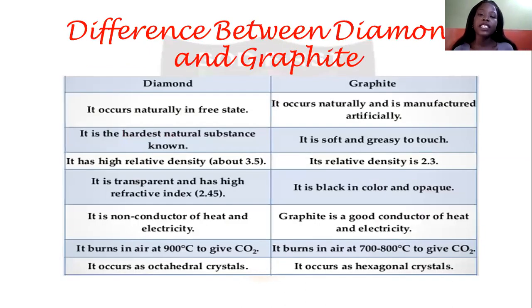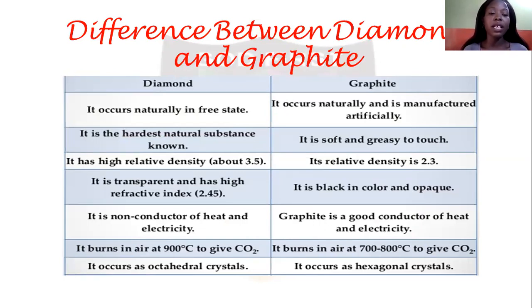Now, differences between diamond and graphite. Diamond occurs naturally in free state. That's one difference. And graphite occurs naturally and is also manufactured artificially. Diamond is the hardest known substance, while graphite is soft and greasy to touch. Then diamond has a high relative density of about 3.5, while graphite has a relative density of 2.3.